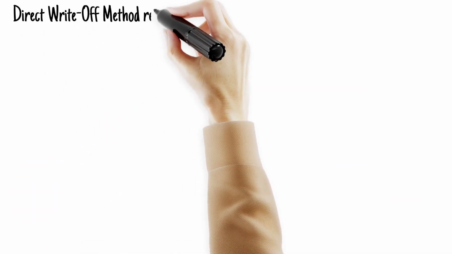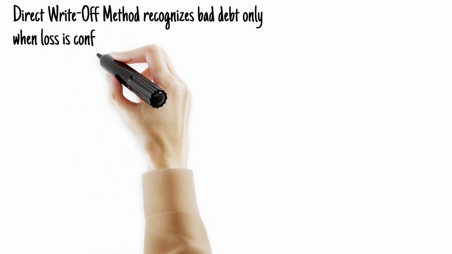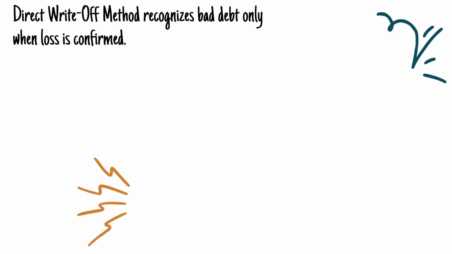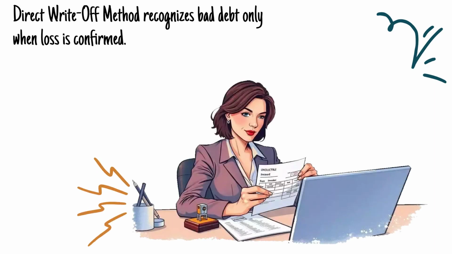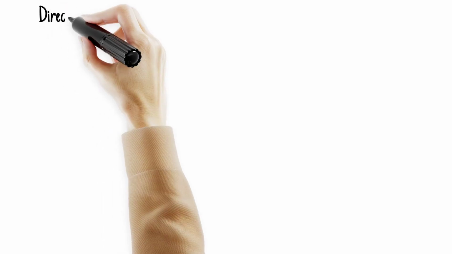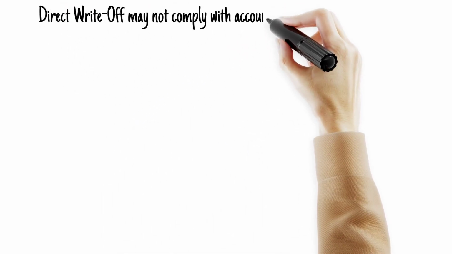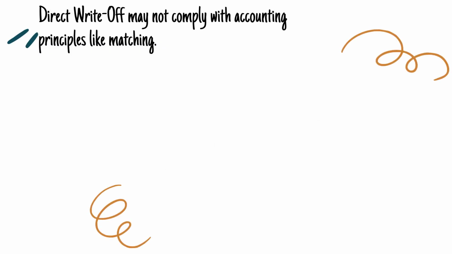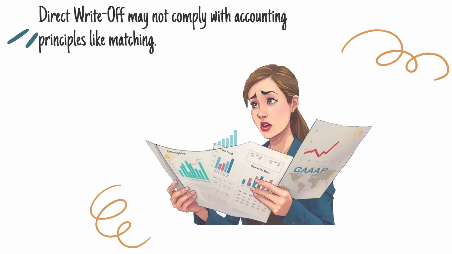The direct write-off method is simple and straightforward. In this approach, a business recognizes a bad debt expense only when it's determined that a specific account is uncollectible. This method impacts the income statement directly, since the bad debt expense is recorded as soon as the loss is confirmed. While it's simple, this method may not comply with the matching principle under GAAP, as it doesn't account for losses in the same period as the related revenue.